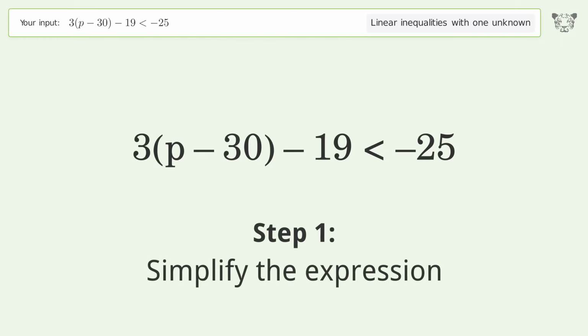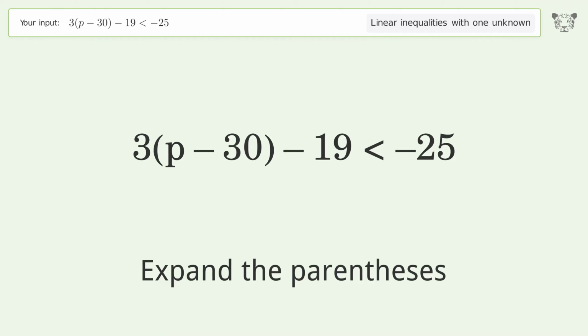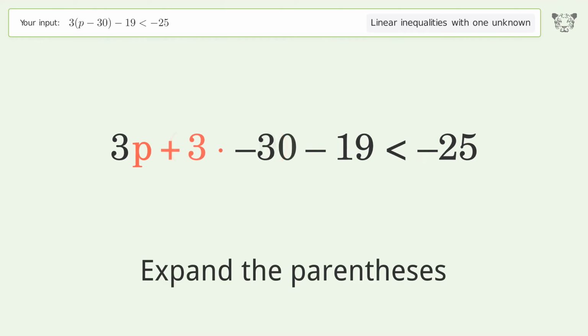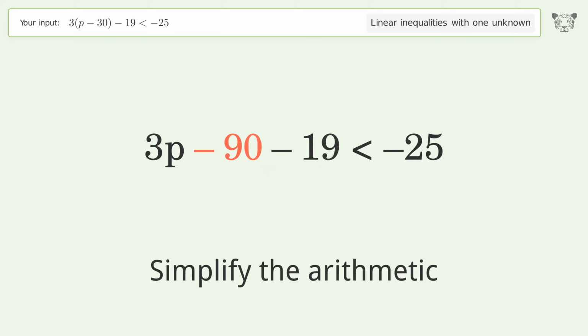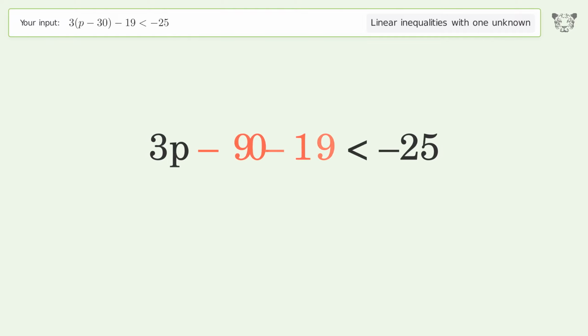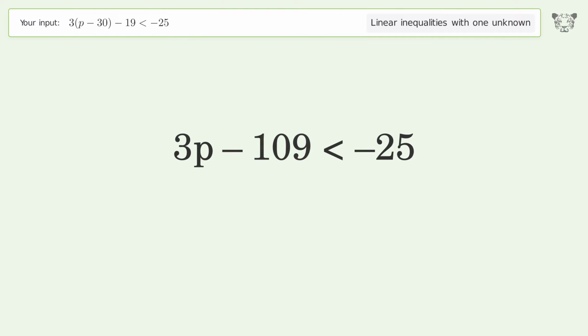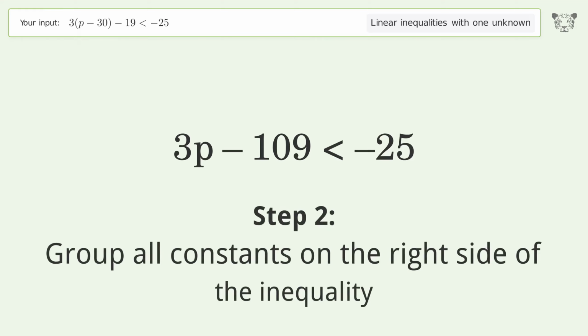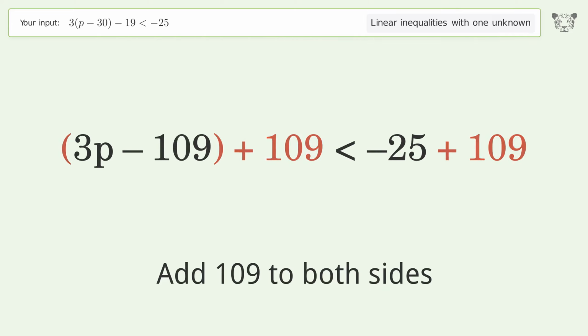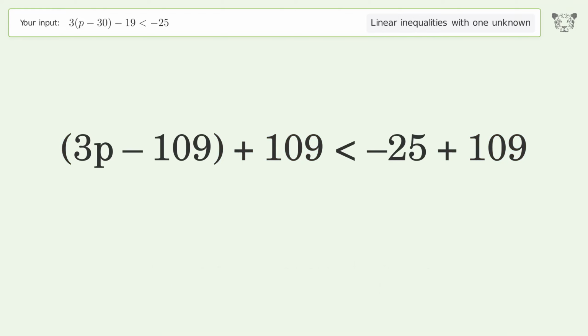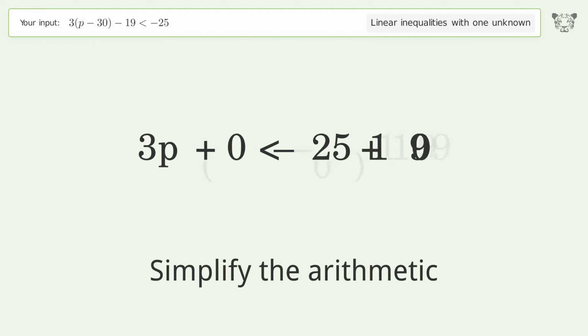Simplify the expression. Expand the parentheses. Simplify the arithmetic. Group all constants on the right side of the inequality. Add 109 to both sides. Simplify the arithmetic.